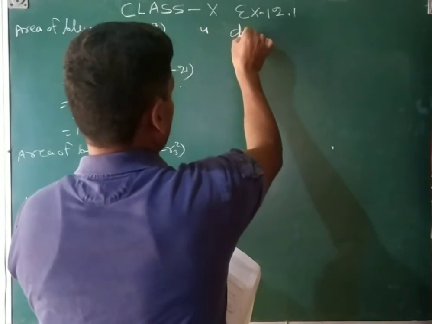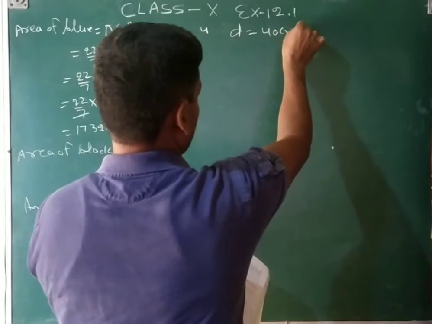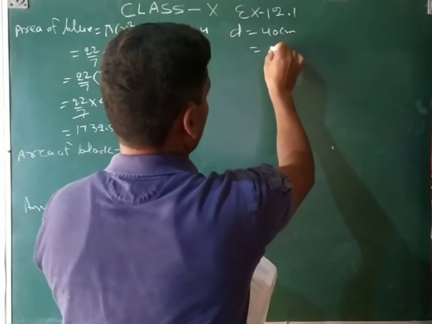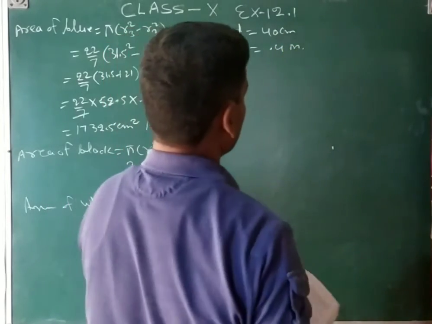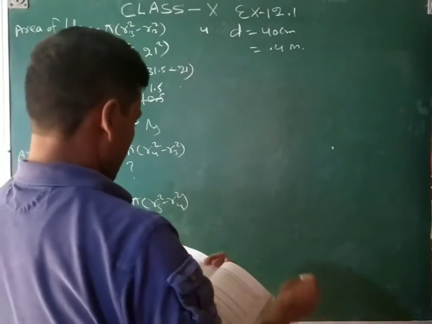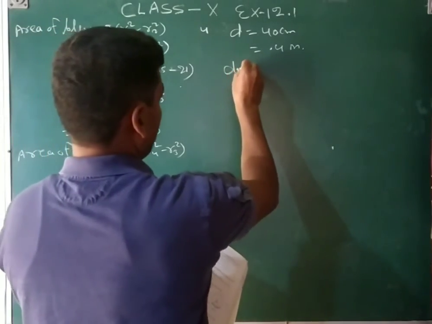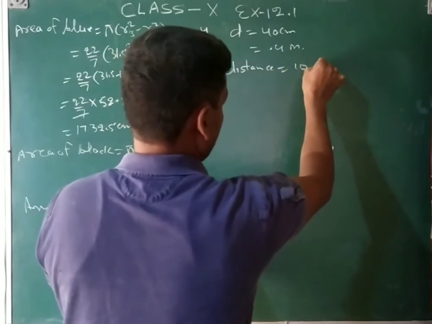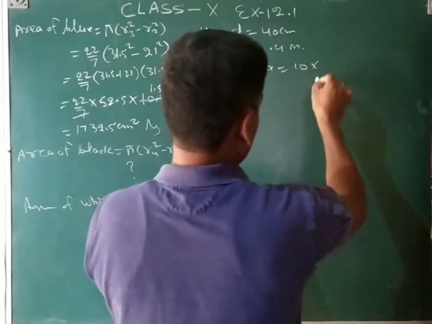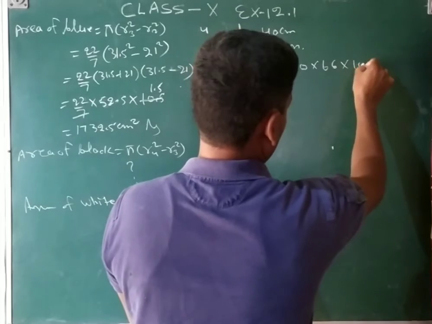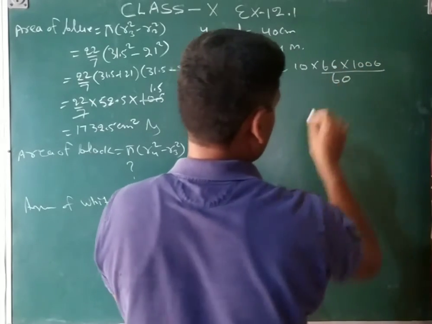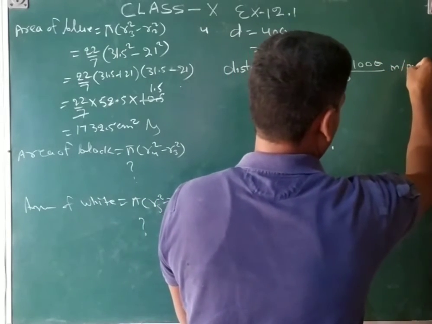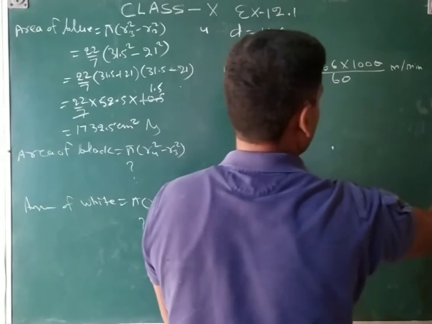So that D is equal to 40 centimeter, so that will be in meter, decimal 4 meter, divided by 100, and then distance is equal to, in 10 minutes, that will be 66 km into 1000 upon 60, because we will find in meter per minute, that will be meter per minute.